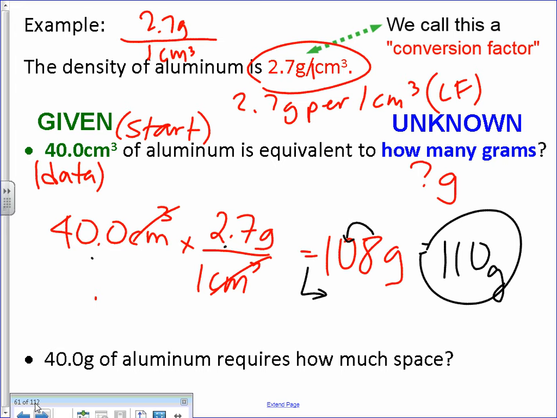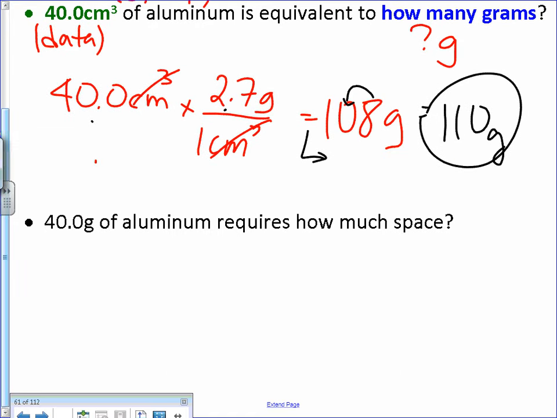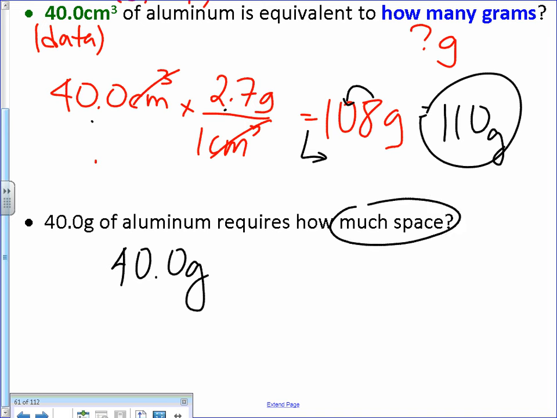Okay, so this is called dimensional analysis. Using conversion factors as fractions to cancel units in an effort to get a new unit. It sounds like a lot, but if you see the units and you can cancel them, you should be in good shape. So, similar question, what is my given? 40.0 grams this time. What is my question? How much space? What unit is that looking for?